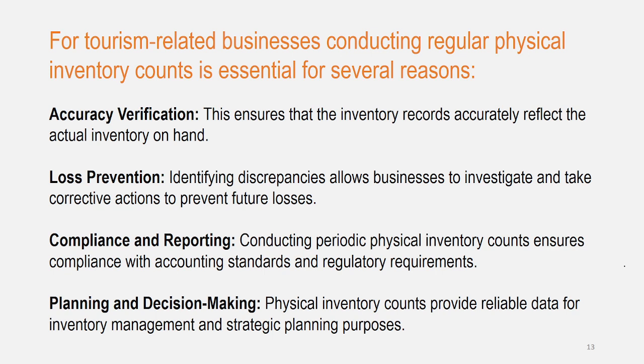The second reason is loss prevention, and regular physical counts help identify discrepancies, allowing businesses to investigate and take corrective action to prevent future loss. For example, during the inventory count, you might discover that some items are missing, and this could be due to theft, damage, or administrative errors. Identifying these discrepancies early enables you to investigate the causes and implement measures to prevent similar losses in the future.